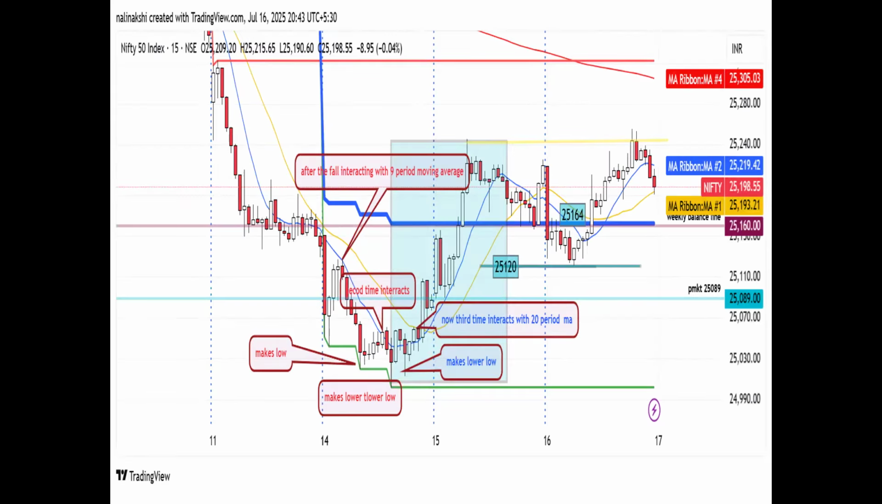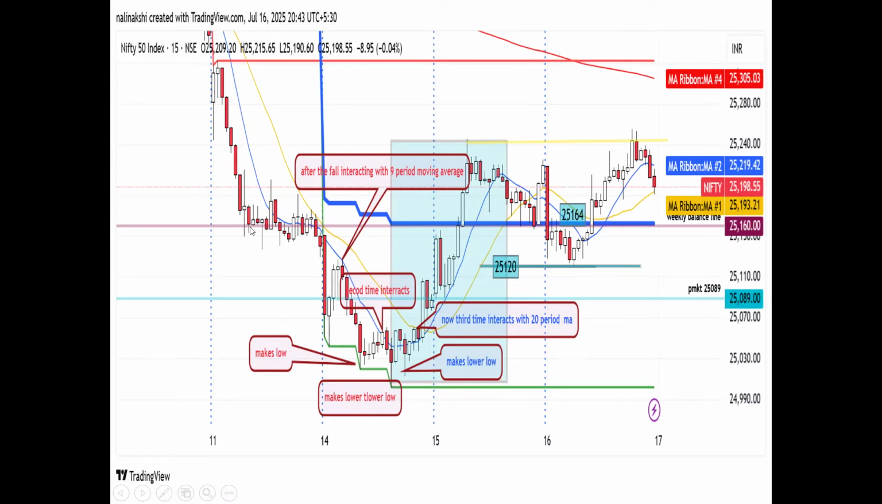Here in this chart, the Nifty 50 index, this was the fall on 11th, Friday. You can see over here the downfall. The two moving averages, yellow color and blue color: the blue color is the 9 period moving average and the yellow color is the 20 period moving average. You can see the continuous fall. The market started falling like this and it paused.